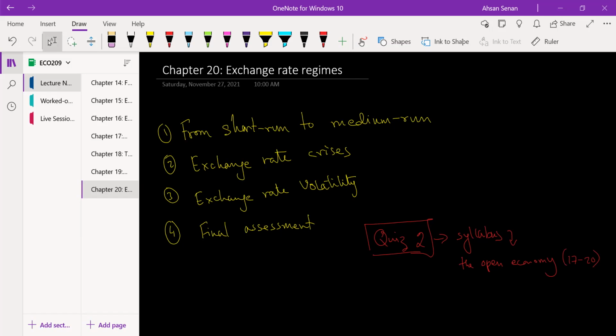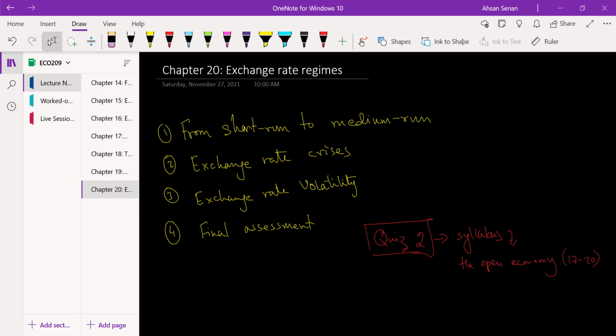So the good news is that in chapter 20, I'm not going to be doing anything new. Like I'm not going to introduce any new theories or equations or models or nothing like that. Okay. What we are going to do is consider the things we have already learned in the first three chapters of open economics. That's chapter 17, 18, and 19. And we're going to try and push our analysis a bit far.